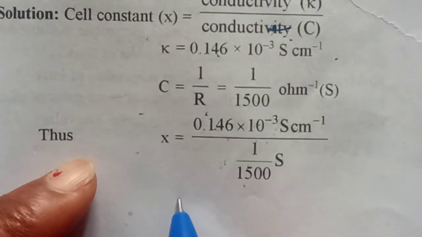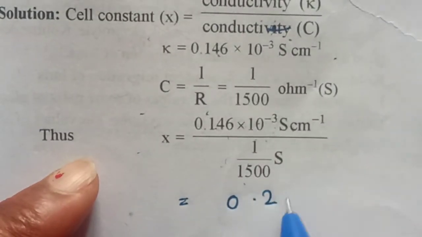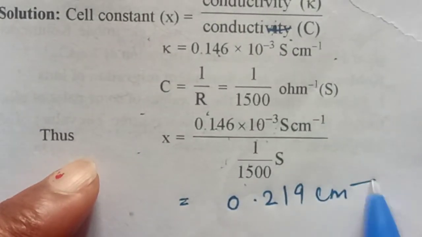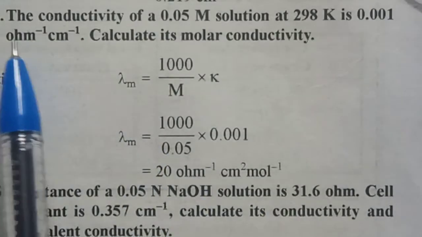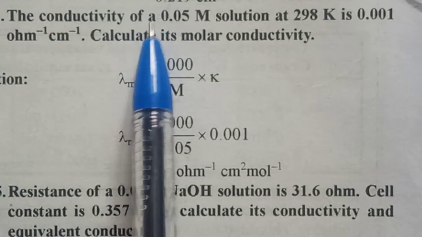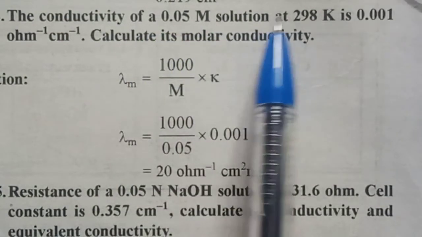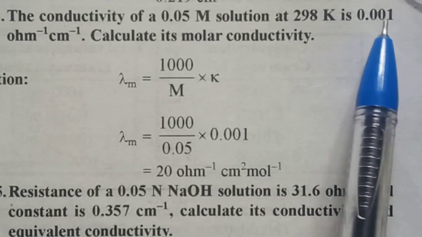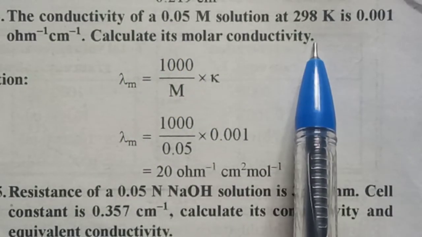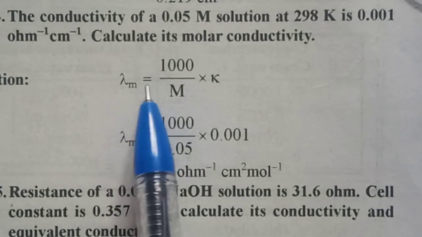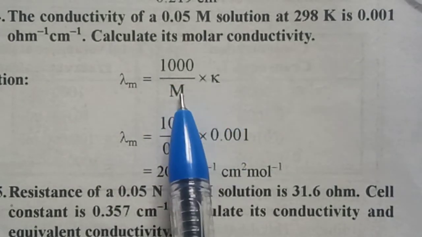So the answer will be 0.219 centimeter inverse. Okay, clear? One more example: the conductivity of a 0.05 M solution at 298 Kelvin is 0.001 ohm inverse centimeter inverse. Calculate the molar conductivity. Molar conductivity lambda m is equal to 1000 into kappa upon M.